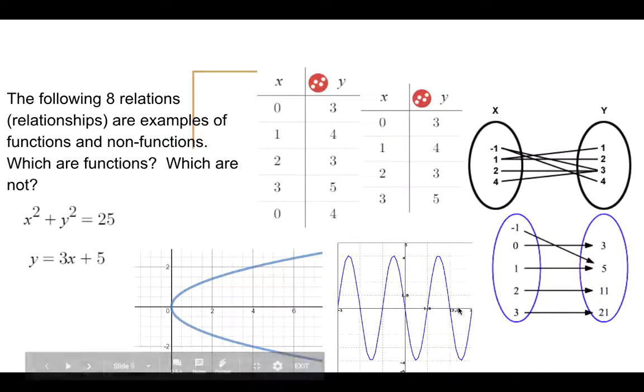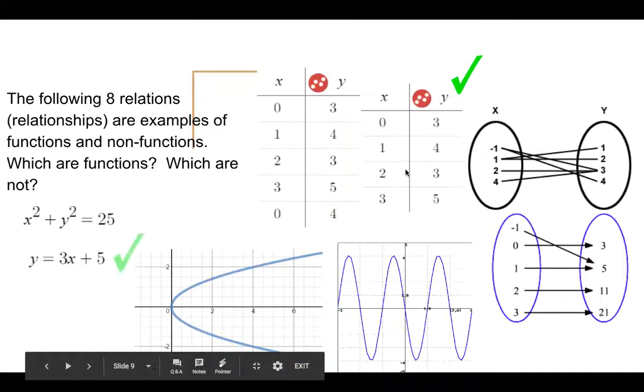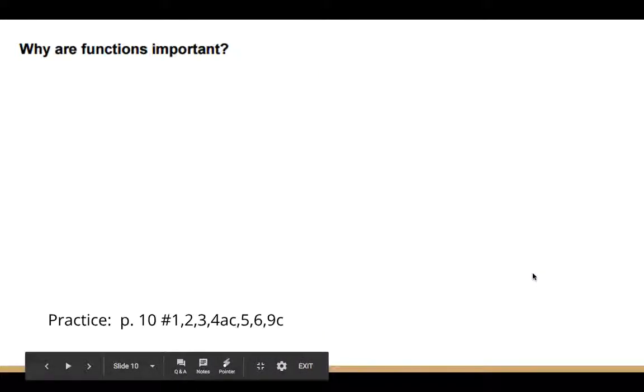So this is a quick recap. Notice that this one is the function. This guy is the function of the equations. This guy is the function. And this guy is the function.